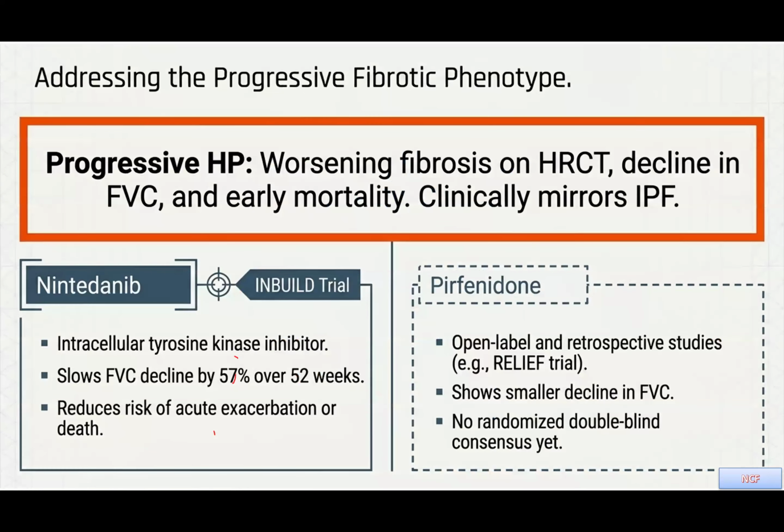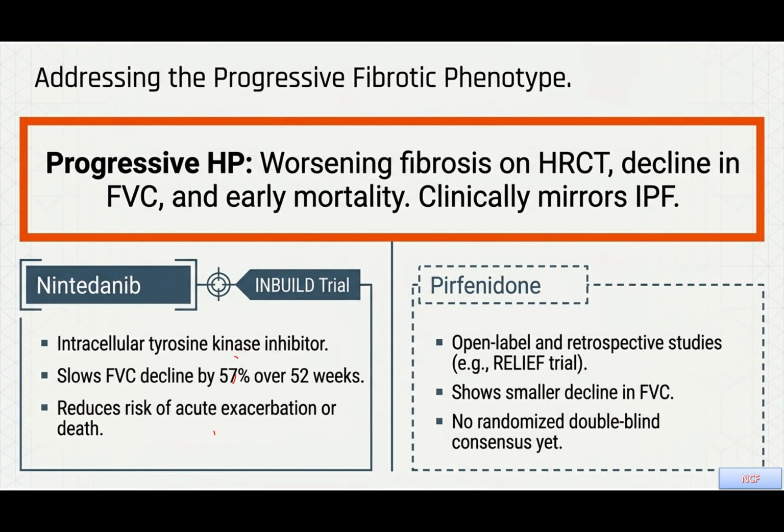So now talking about the progressive fibrotic phenotype. For patients whose fibrosis worsens despite management, there is worsening fibrosis on HRCT and a decline in FVC, and these patients have early mortality. It clinically mirrors IPF. So in these cases, you have to give nintedanib.